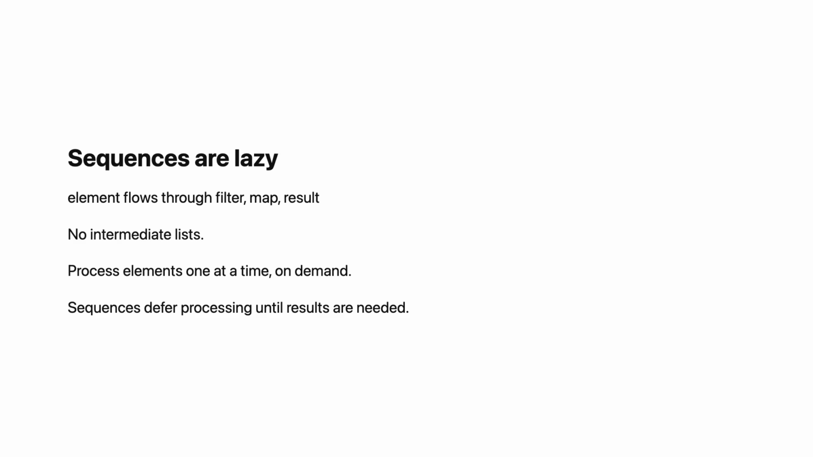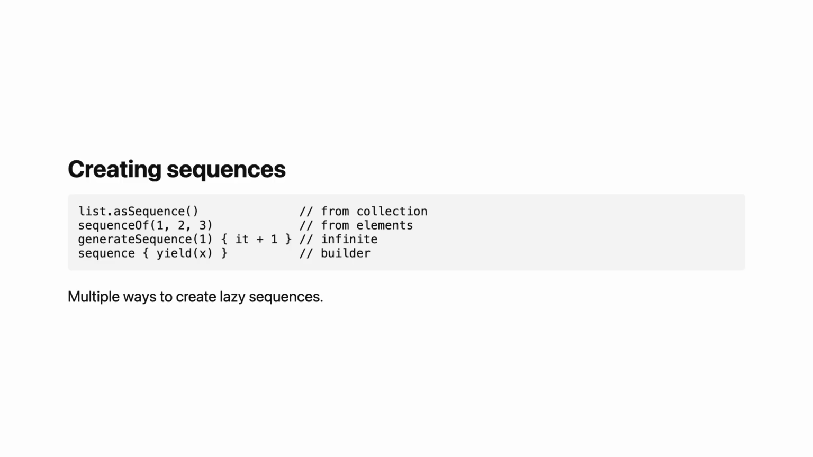From an existing collection, list.asSequence. From elements, sequenceOf(1, 2, 3). From a generator, generateSequence(1) { it + 1 } creates 1, 2, 3 forever. Using a sequence builder, sequence { yield(1); yield(2); yield(3) }. SequenceOf is like listOf but lazy. GenerateSequence creates potentially infinite sequences. Be careful, you must eventually stop consuming. The sequence builder gives fine control. You yield elements one at a time.